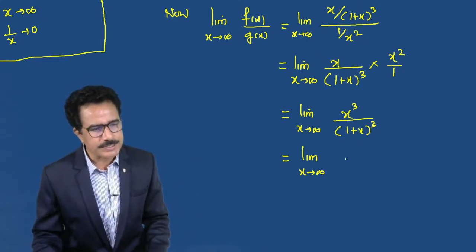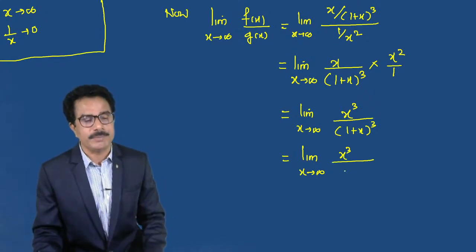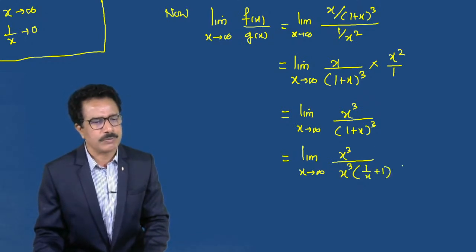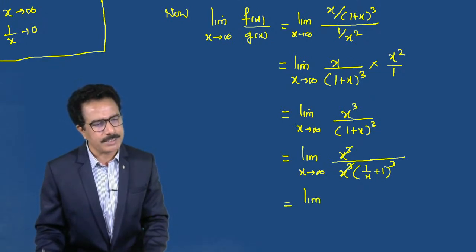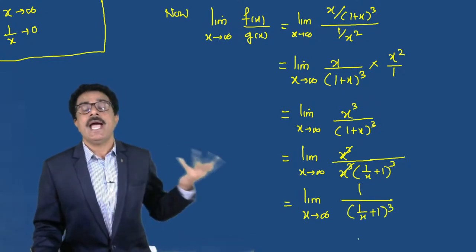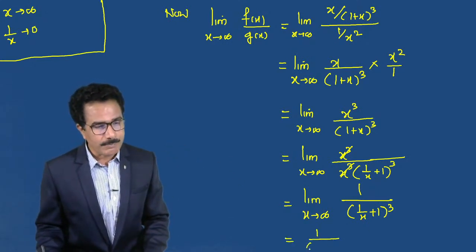So we can use this: x cube divided by, take out a common x cube from the denominator's bracket, then x cube in a bracket 1 plus 1 upon x, or it is also written as (1 upon x plus 1) cube. So this x cube will get cancelled, then the remaining term is limit x tends to infinity 1 upon (1 upon x plus 1) cube. As x tends to infinity, 1 upon x tends to 0, then what will happen? 1 upon 0 plus 1.